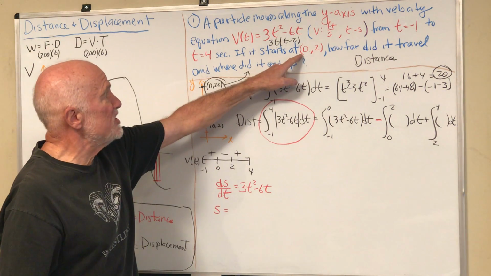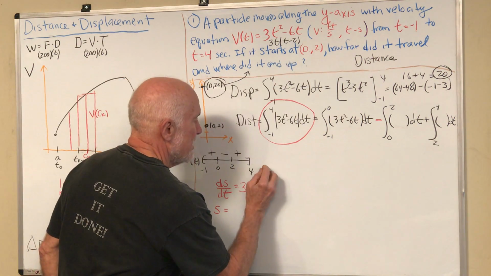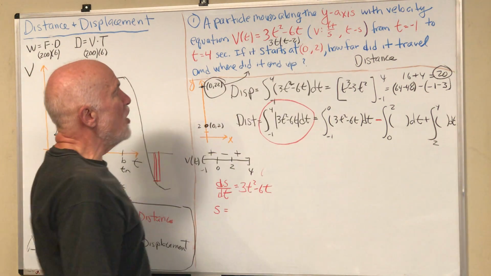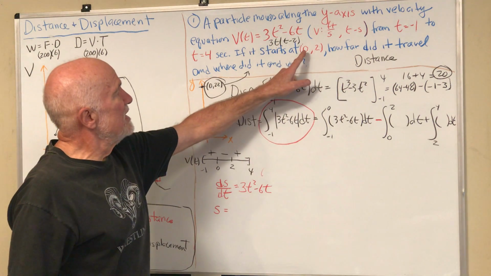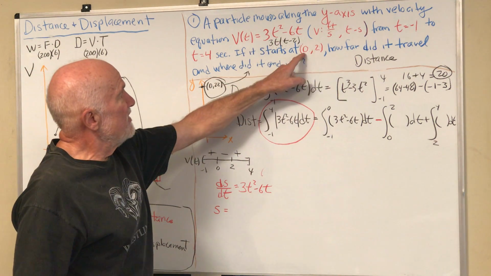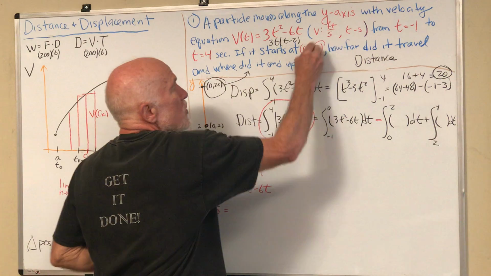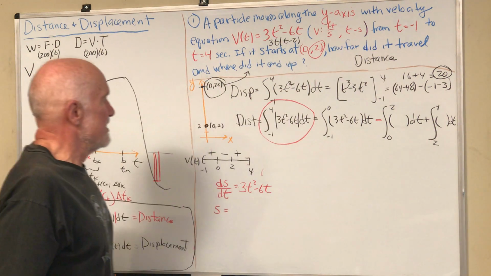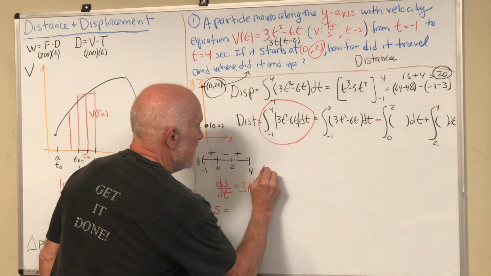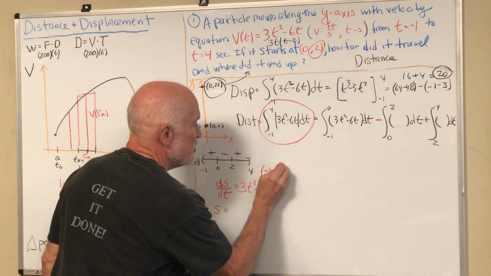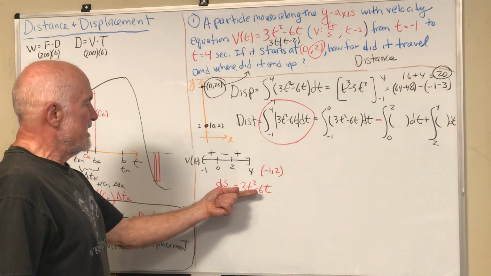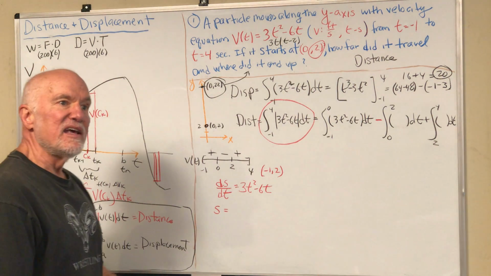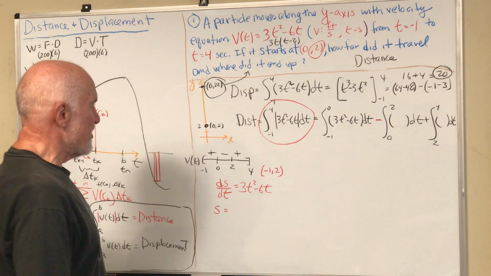Especially since we have an initial condition at (0, 2). So I know that at time -1, the position is 2. So when time is -1, I have a position of 2. So I have a differential equation with an initial condition. I can actually find the position equation for this particle.